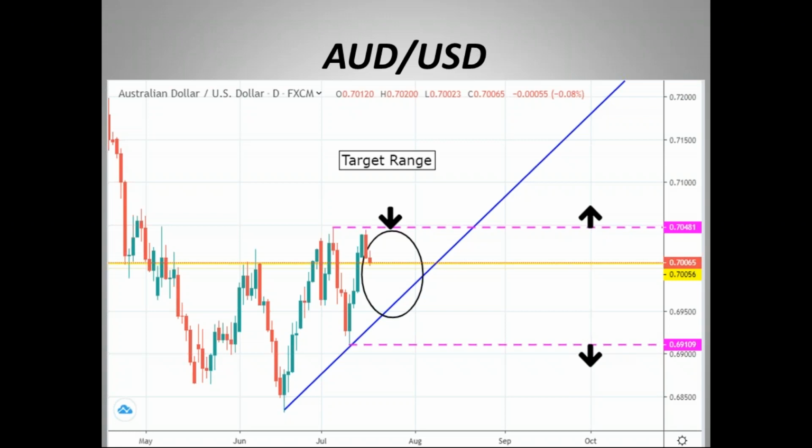So we have the pound that's diverging, and now we have the Australian dollar, US dollar. Where am I talking about here? Target range up here. If we have this pivot here, we have 70.48, and we have 69.10 here. These are up and downside pivots. This is our target range right now.